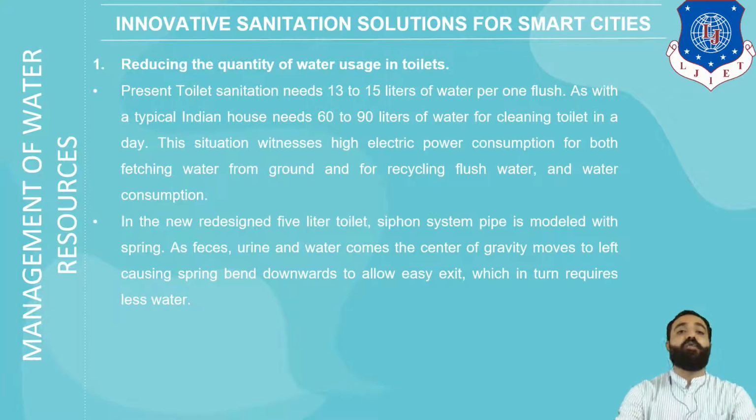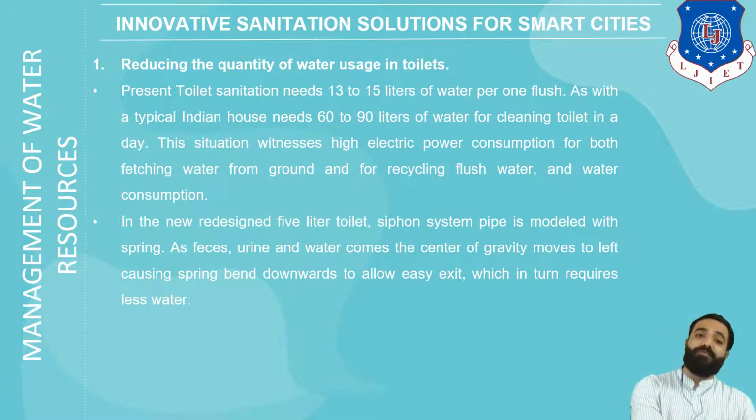The next one, innovative sanitation solutions for smart city. So there are some methods which can be used for sanitation solutions. First one, reducing the quantity of water used in toilets. We already discussed this. In toilet sanitation, it requires 13 to 15 liters for one flush. In typical Indian houses, 60 to 90 liters of water is needed for cleaning the toilet in a day. So that amount is very high. There is also high electrical power consumption for both fetching water from the ground and recycling of flush water, and water consumption.